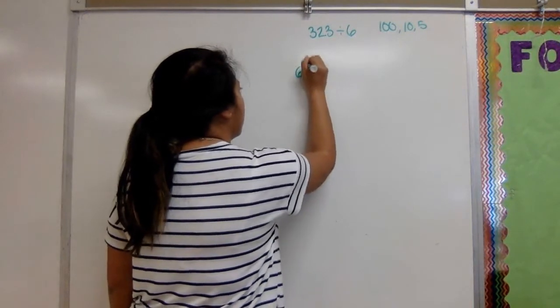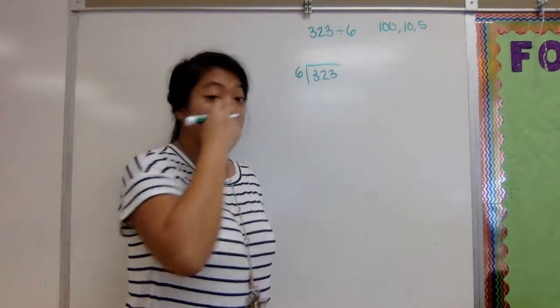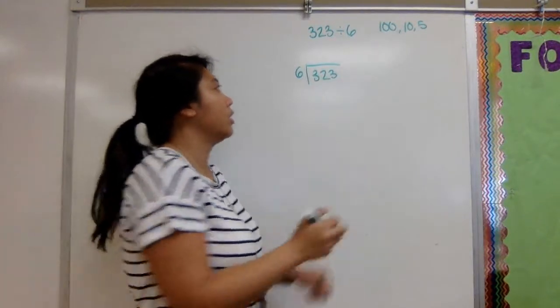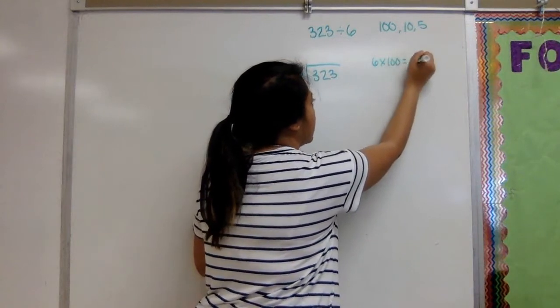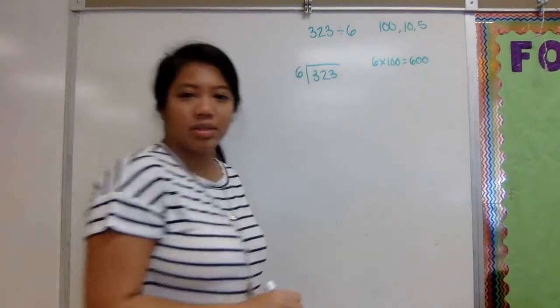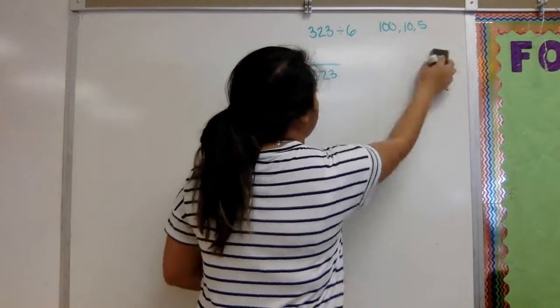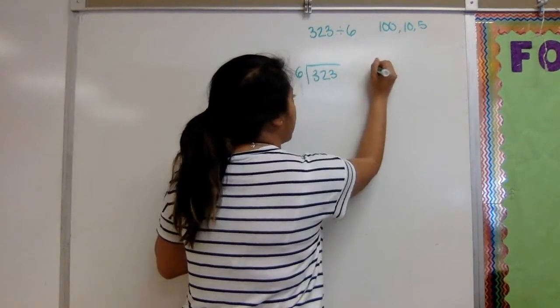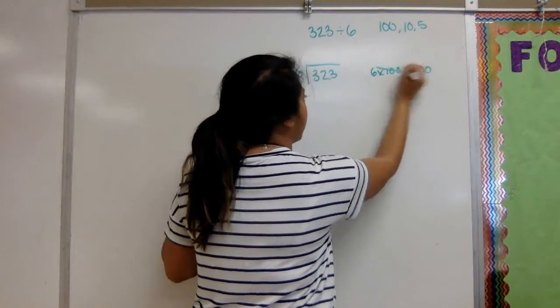6 out here, 323 in here. And using our first friendly number, which is 100, 6 times 100 equals 600. So are we going to use the friendly number 100? No, we're not. So let me just write this lower. 6 times 100 equals 600. So we're not using this friendly number.